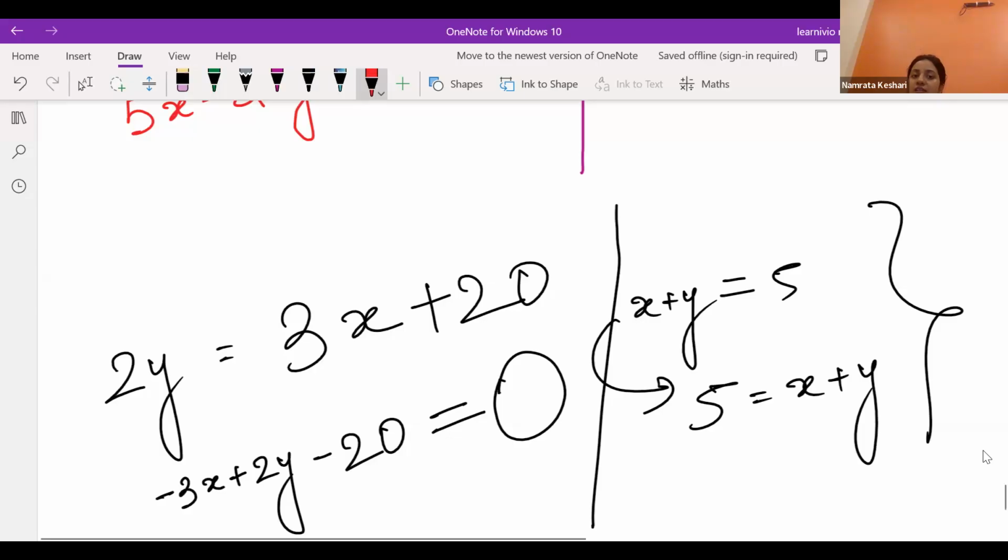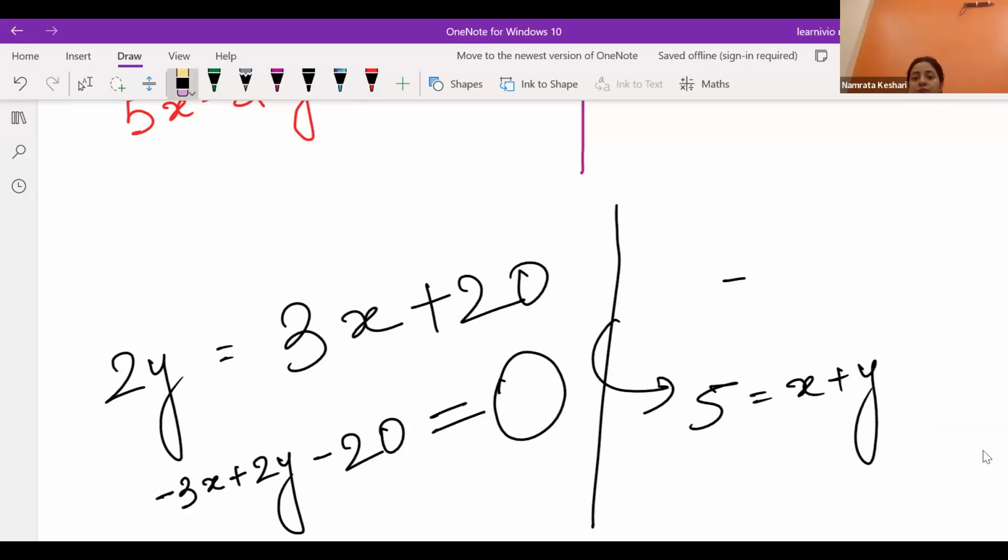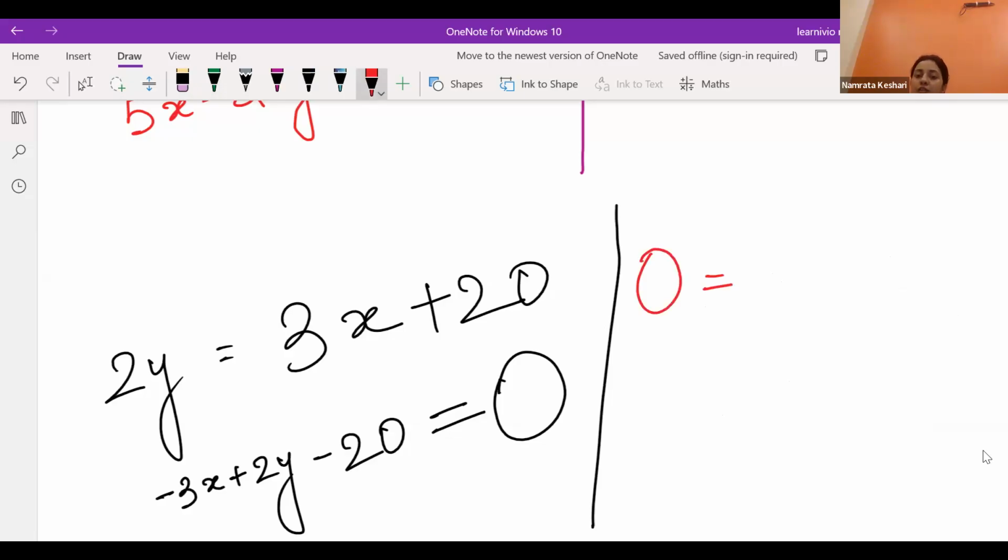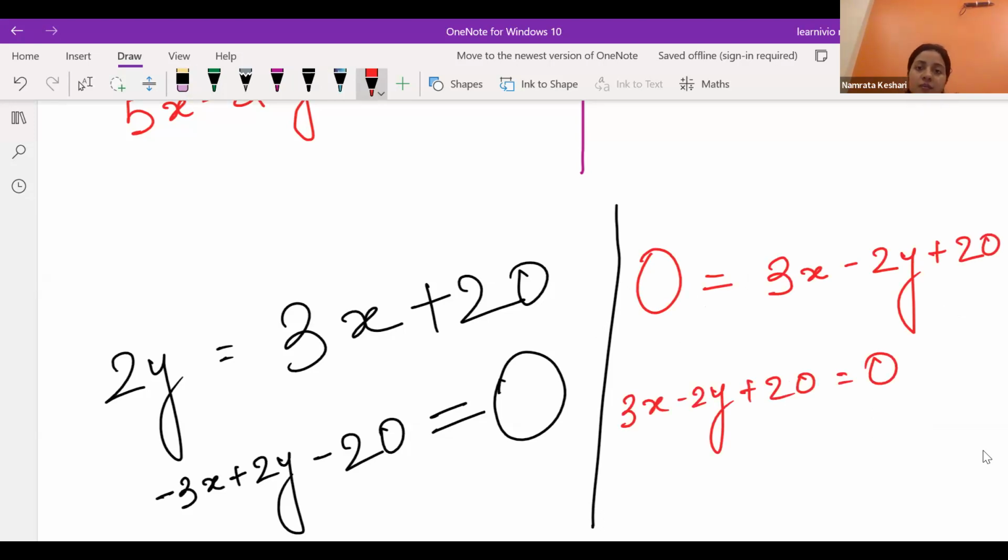So method number 2 says either you do it this way, or you make 0 here, and you write 3x minus 2y plus 20, which can be written as 3x minus 2y plus 20 is equal to 0. Are you getting it? So you do either this way or that way, your wish. Whatever way you are comfortable, you can do it. Of course, both are correct. Both equations are in standard form, and both are the same thing.